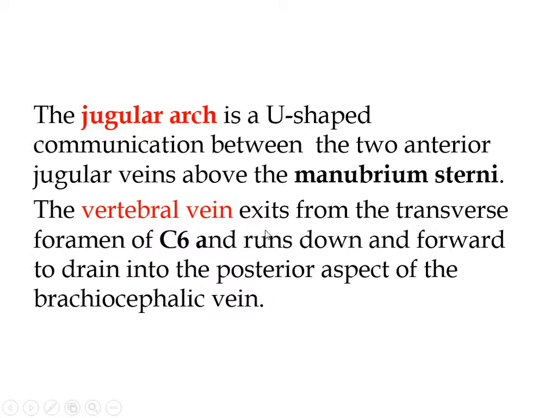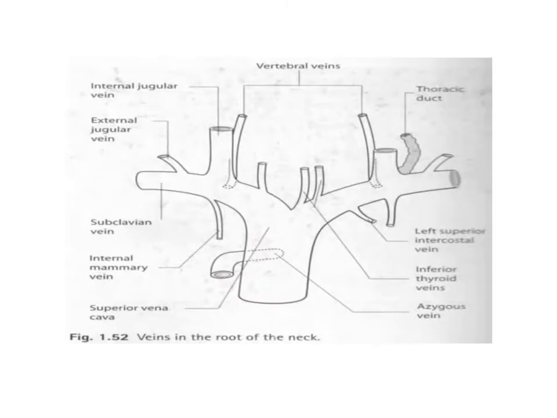The vertebral vein exits from the transverse foramen of C6 and runs down and forward to drain into the posterior aspect of the brachiocephalic vein. This is the superior vena cava. And this is the brachiocephalic on both sides. And this is the internal jugular vein. This is the subclavian, and this is the external jugular vein, smaller than the internal jugular vein. And this is the vertebral vein, draining into it. And this is the internal mammary vein, draining into the subclavian.